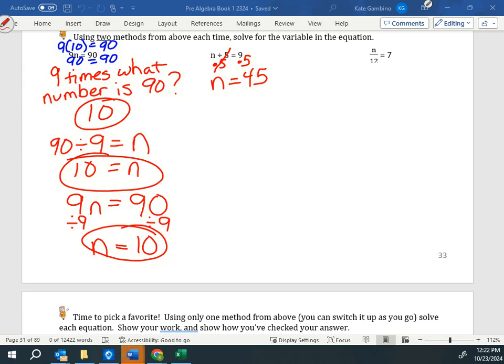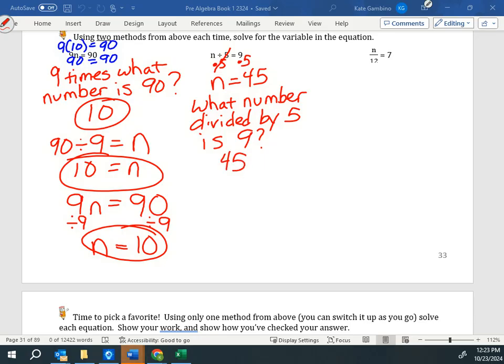I could do my logic question. What number divided by 5 is 9? So I know my multiplication facts. I know a number divided by 5 is 9. I know it's 45.